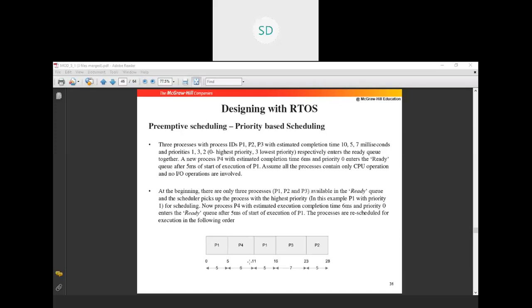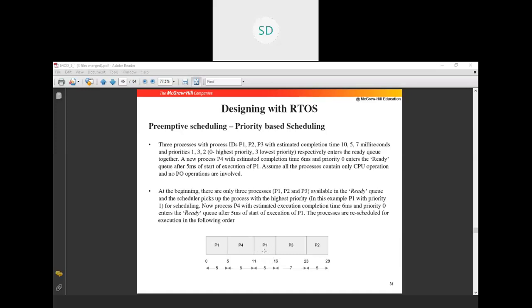Then after 11 milliseconds you'll have only 3 processes in the ready queue: process 1 with priority 1, process 2 with priority 3 and process 3 with priority 2. Process 1 is the highest priority, so it continues its execution. How much time is left? Already 5 milliseconds are completed, so 10 minus 5 is 5 milliseconds. It will execute for the next 5 milliseconds, so 11 plus 5 is 16. Till 16 milliseconds process P1 will be executed.